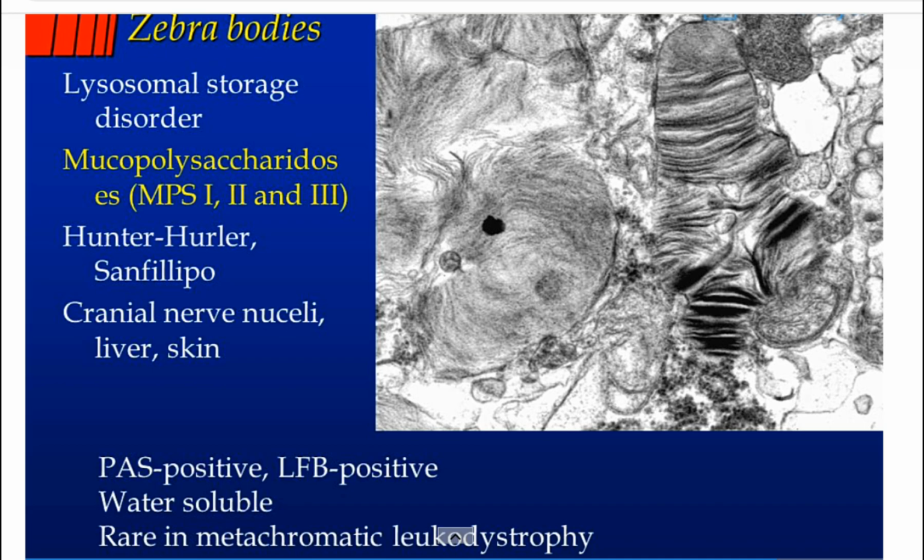Then we have zebra bodies. Zebra bodies, that is stripes of white and black, are found in lysosomal storage disorders, mucopolysaccharidoses, that is Hunter and Hurler, and are found in cranial nerve nuclei, liver and skin. They are PAS positive, LFB positive, and water soluble. And these are also seen in metachromatic leukodystrophy.